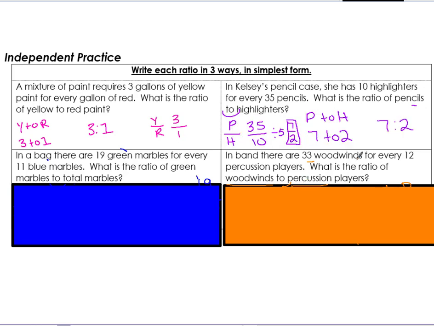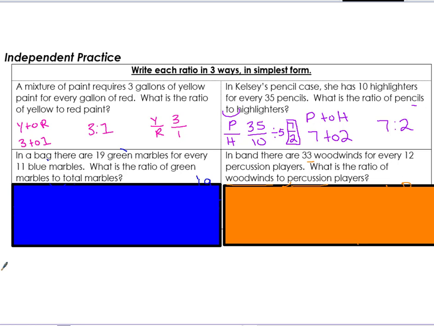Okay, you should have gotten 7 to 2. Okay, it was 35 to 10. We simplified it, we divided it by 5. Gave us 7 to 2. Very good, guys. Okay, third problem.